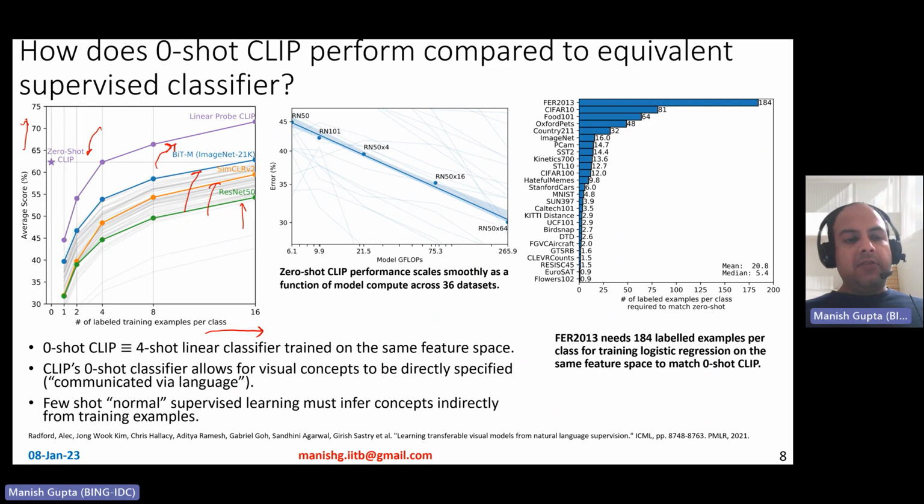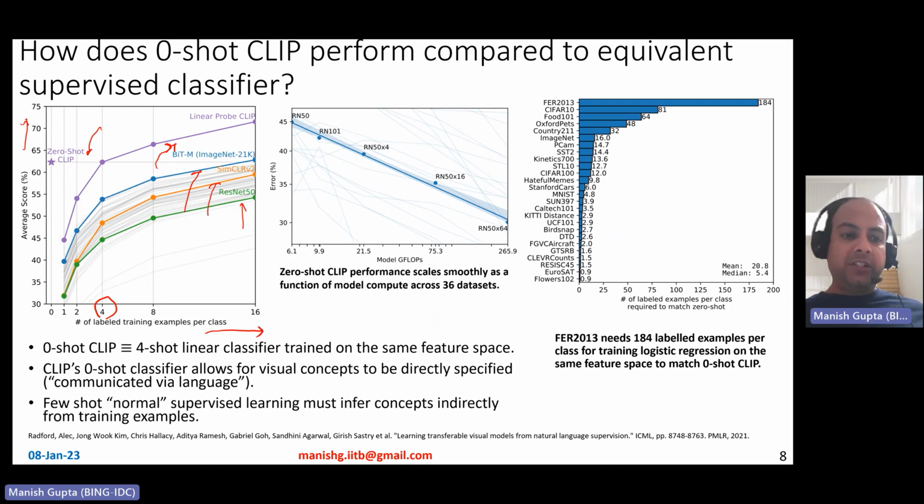Okay. Now, what is interesting to observe is that zero-shot CLIP is equivalent to a four-shot linear classifier, a four-shot CLIP model. Now, how is that even possible? You might be asking, I give like 4 examples per class, and you're saying that it's the same as doing zero-shot CLIP.